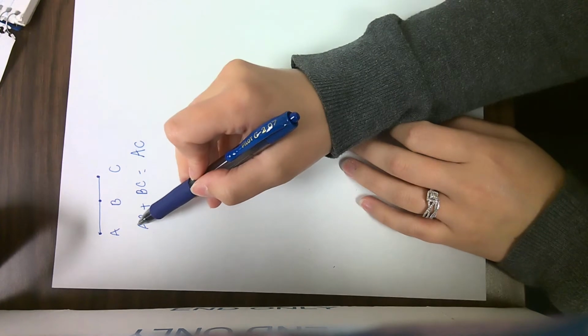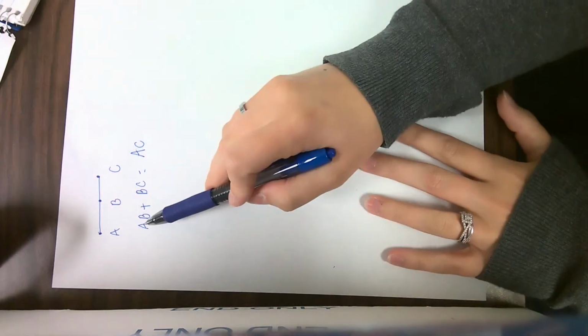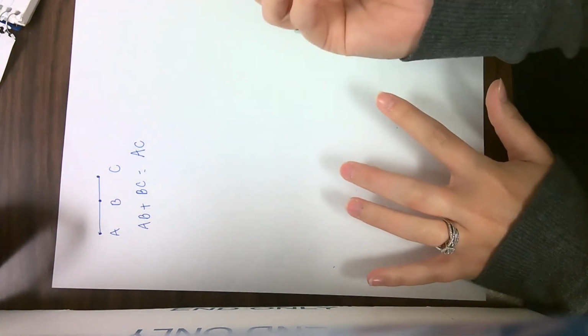Okay, so we're just talking about the lengths, so we don't need to have the segment symbol above these, because distance is labeled with just the 2 points together. Okay, so we have the distance between A and B plus the distance between B and C equals the distance between AC. Okay, so these are pretty simple.